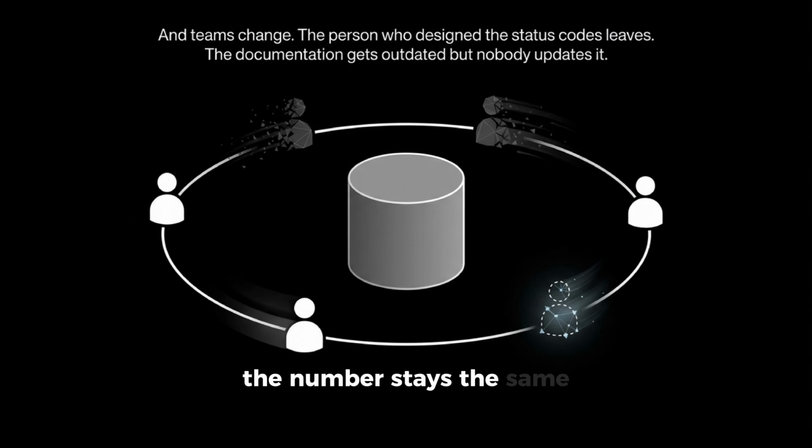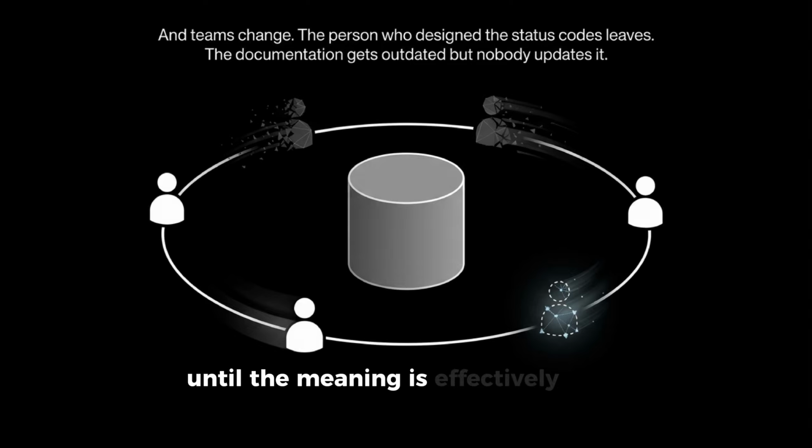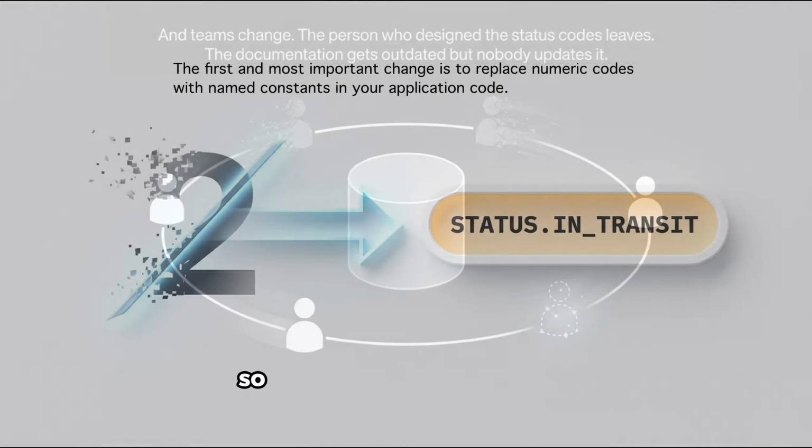The number stays the same. The system around it shifts, and the gap between the number and its meaning widens until the meaning is effectively gone, leaving just a number in a column at 2 a.m. on a Tuesday, when everything is broken and you need to know what it means right now. So what does good look like?